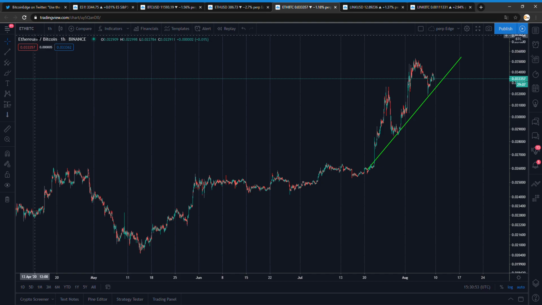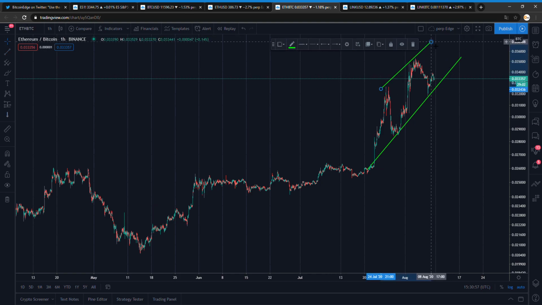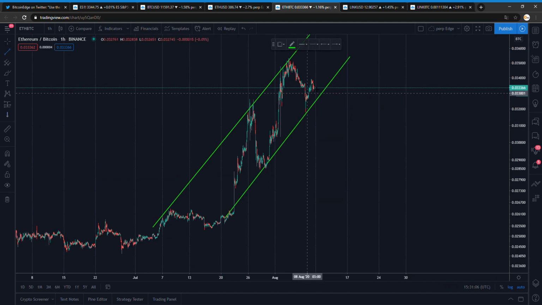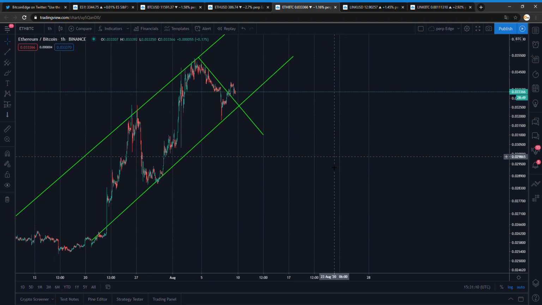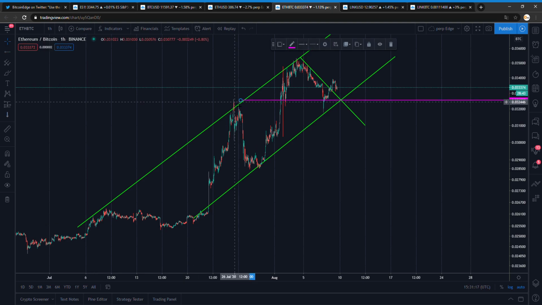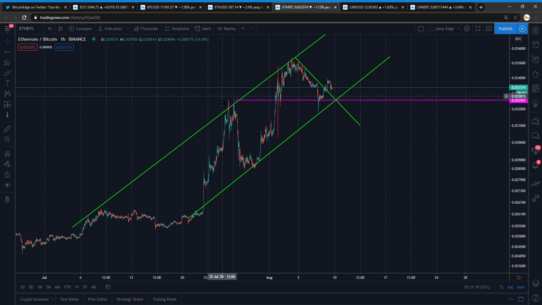Do we need to zoom out a little bit more? Something like this, I would say. And over here we had a nice break again of a trend line. You see how nice it works? And then we do a horizontal. And this level is support right now. It was the previous high over here.